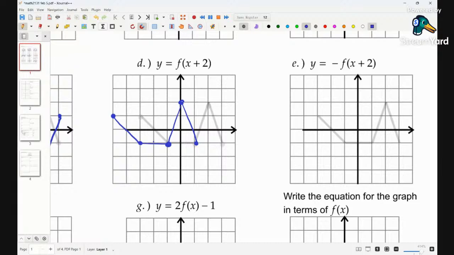Letter E, stack some transformations together. We have an outside negative, got to know flip over y. Sorry, I did motion, I said the wrong words. Reflect over x. So everyone's going to just reflect, and then shift left 2.